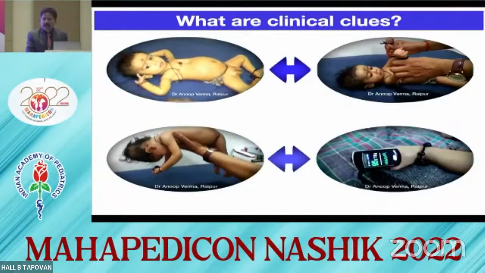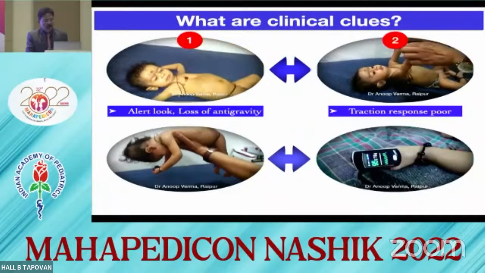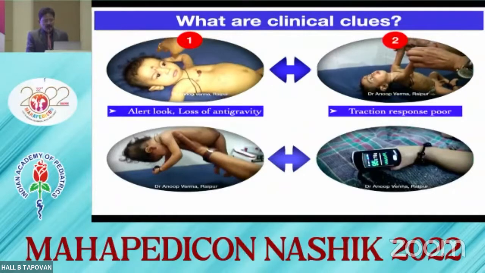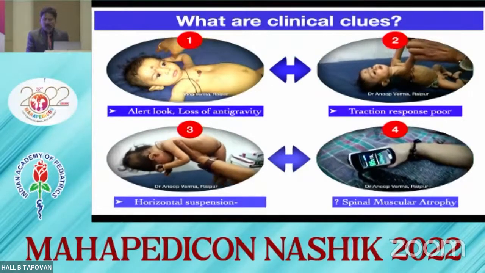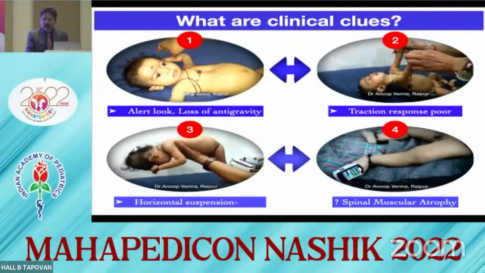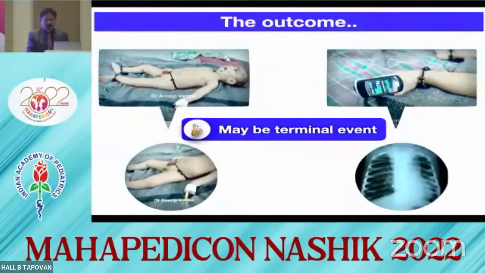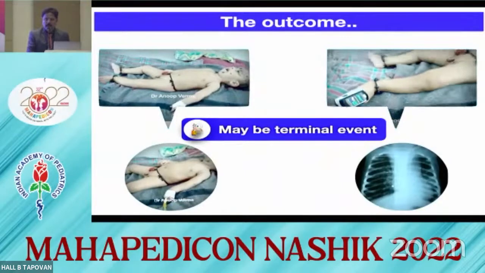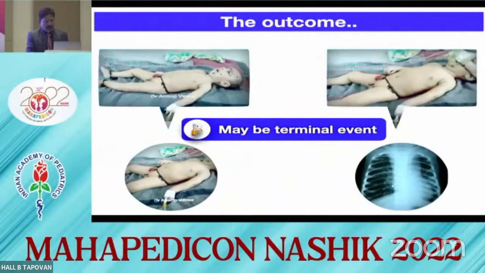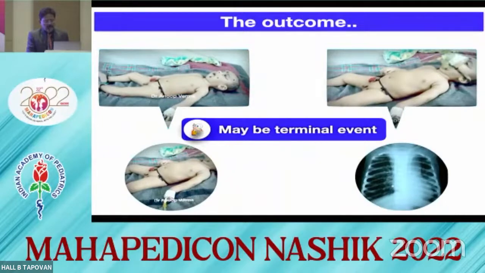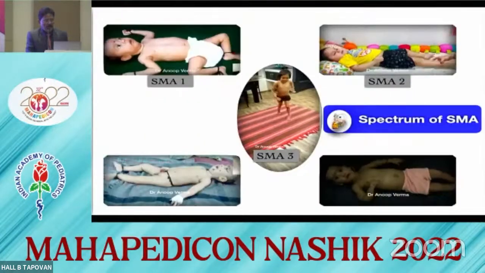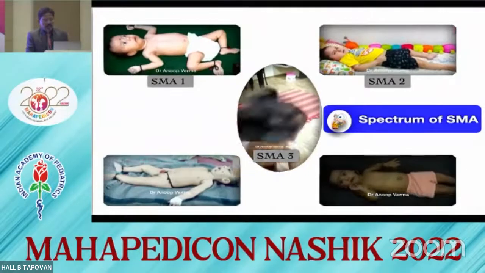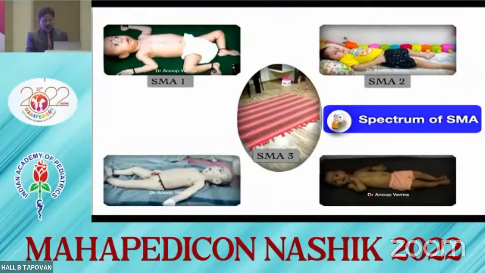And these are the clinical clues. Number one, in the video: alert look, loss of anti-gravity movement, poor traction response. You are seeing horizontal suspension. You are seeing they are always at the verge of hypoxia, so this may be a terminal event. This is a very difficult disease to treat, and that is very, very important. These are the spectrum of floppy children in the Indian scenario. You can see the types of SMA: SMA1, SMA2, SMA3, like that.